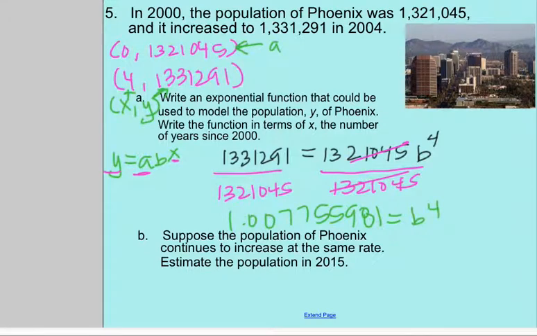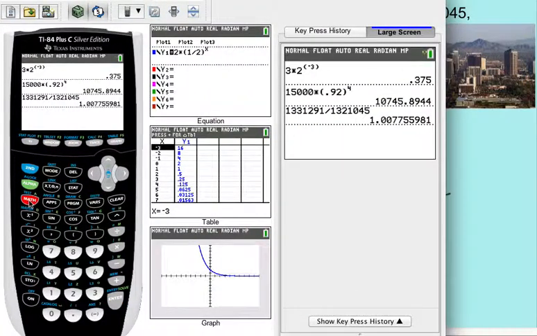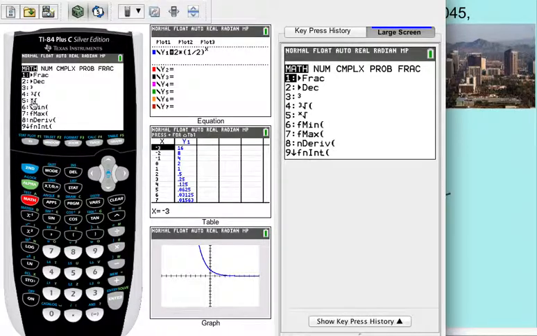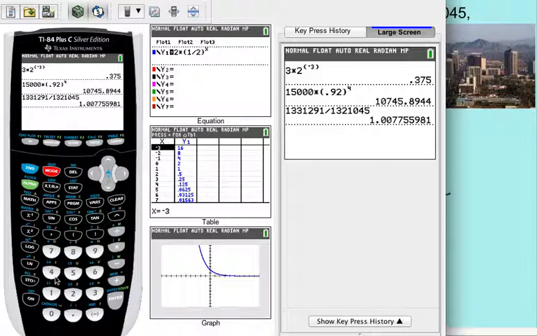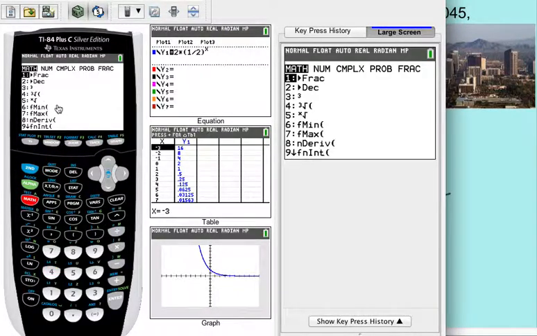Equals b to the fourth. Okay, now I want to solve for b. Well, the way I solve for b is if it's b to the fourth, I would just take the fourth root on both sides. Okay, so b will equal, so on my calculator, I need to do the fourth root. The way you do that is you go math, and then you see how it says the x root. Okay, you got to type 4 first. Since we're doing the fourth root, we're going to do 4, then go to math. Now we're going to do the x root, which is number 5.